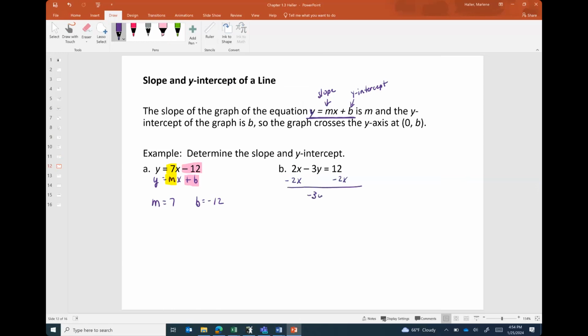So then we have -3y is equal to -2x plus 12. And then we'll just divide everything by -3. And what we're left with is y equals -2 divided by -3 is just going to be +2/3. Negative divided by negative cancels that out. So we'll have 2/3 x. And then 12 divided by -3 is -4. So 2/3 x minus 4. Now we have it in the right format. We have it in our slope-intercept form. So we can see that the slope here is 2/3. And we can see that the y-intercept is -4.